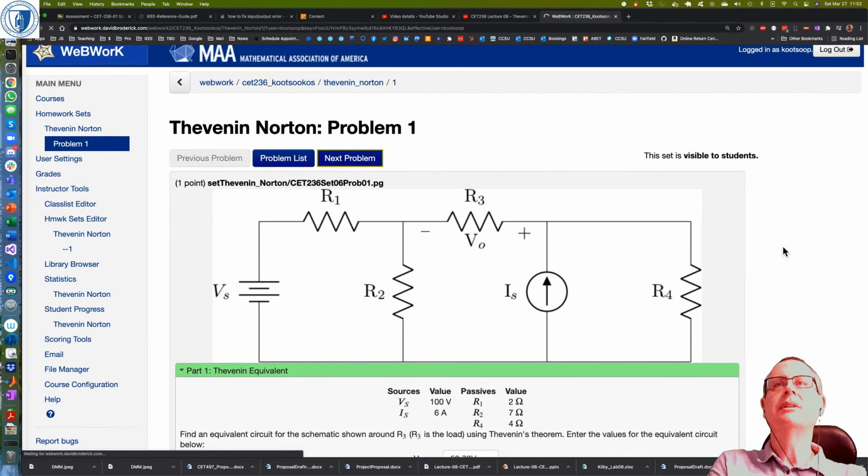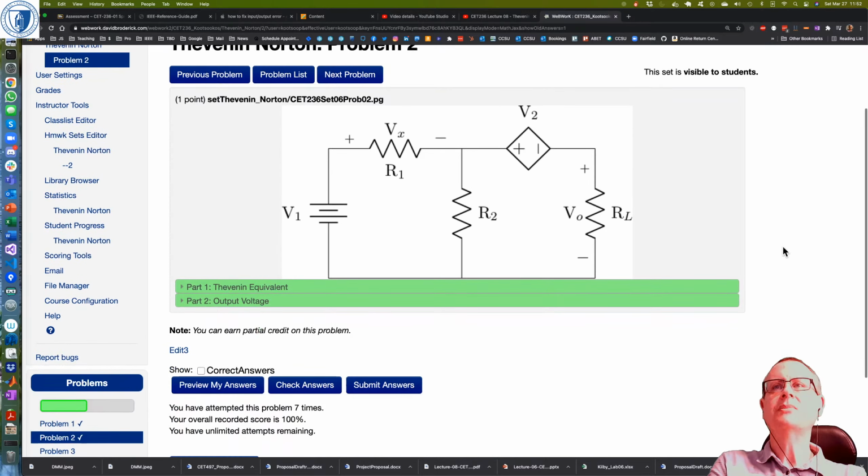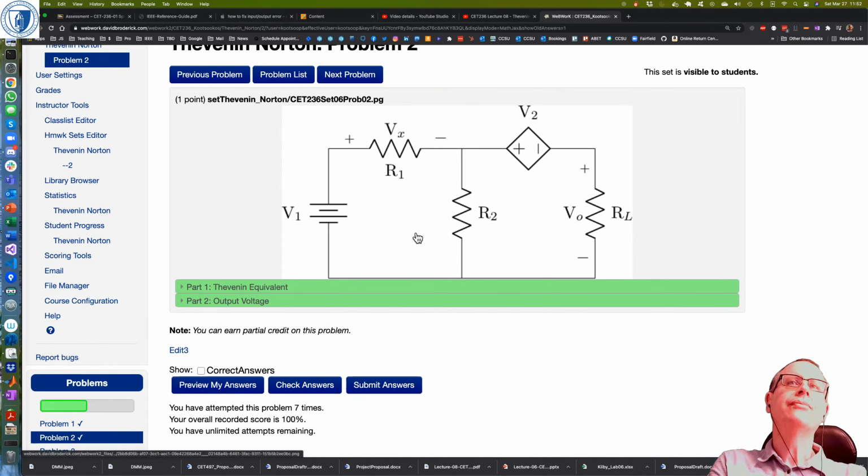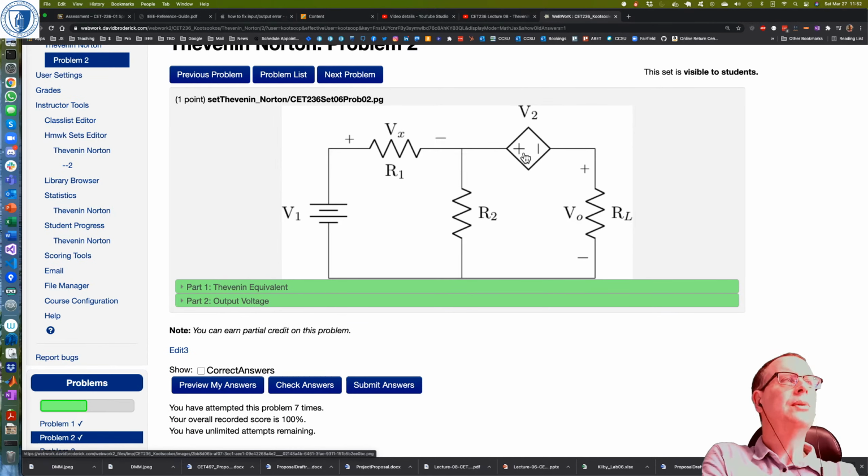Okay, let's have a look at the next one. So this one, there is a dependent source, so we can't use the equivalent resistance technique. There's our load. So the open circuit voltage is just going to be given by this voltage divider, right? R1, R2.